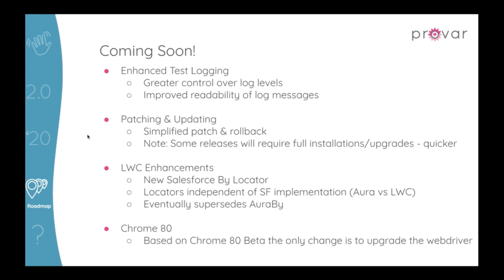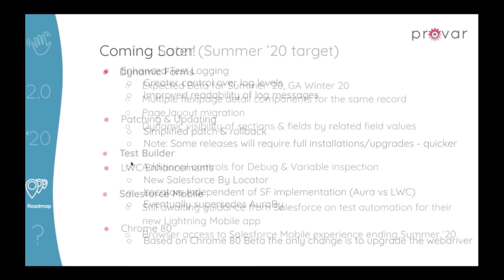Eventually this will supersede Aura By, but that doesn't mean you have to make changes. So any Aura By locators used today will continue to work for the foreseeable future. We'll just make them execute as Salesforce Bys instead. And then, as already mentioned, Chrome 80 beta, the only change is to update the WebDriver, and we'll send some more comms on that before the end of the month.